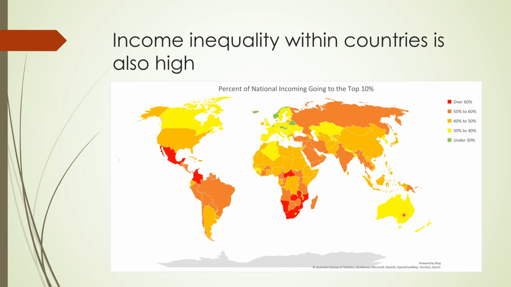It's somewhat lower in Australia and Canada and in Europe, where it's 30 to 40% of national income going to the top 10%. And then it's the lowest in the Scandinavian countries and Iceland, where it's under 30%.